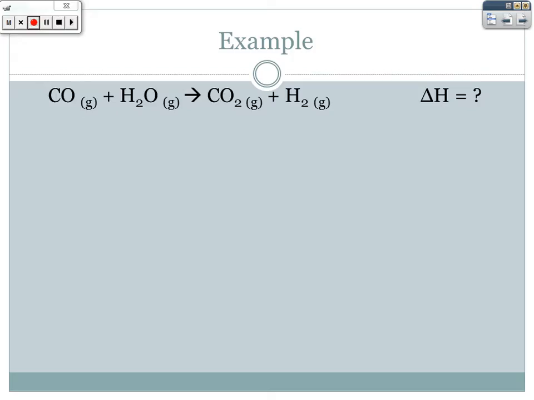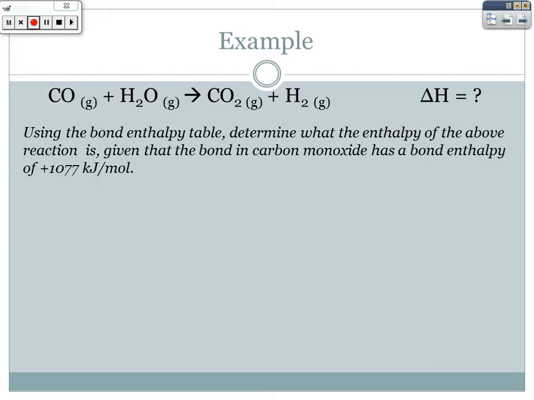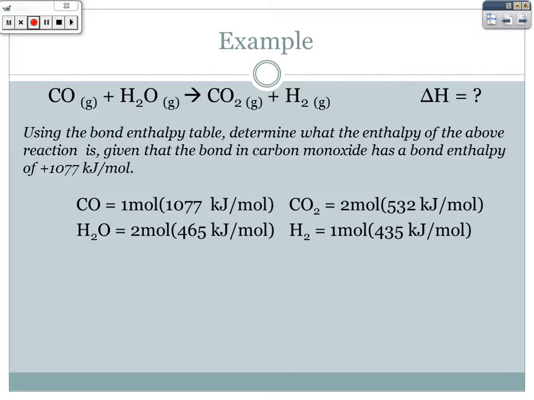So if I have carbon monoxide and I mix it with water, I make carbon dioxide and hydrogen gas. And what is the enthalpy of this reaction? Using the bond enthalpy table that you've been given, determine what the enthalpy of the above reaction is, given the bond in carbon monoxide has a bond enthalpy of 1,077 kilojoules per mole. So you've been given that it's 1,077 kilojoules per mole already.